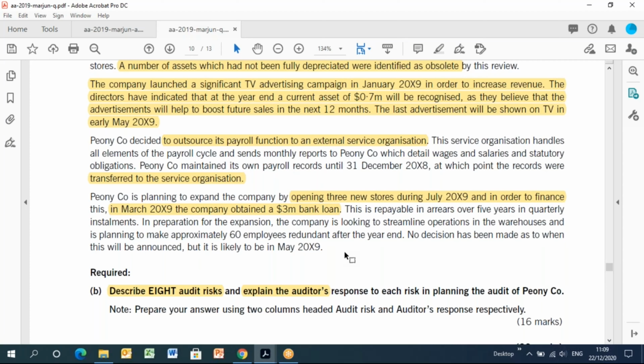As a recommendation, you should say we should discuss with management when the redundancy will be announced. If it's before the year end, a provision should be set up. If it's after the year end, then there should be no provision.